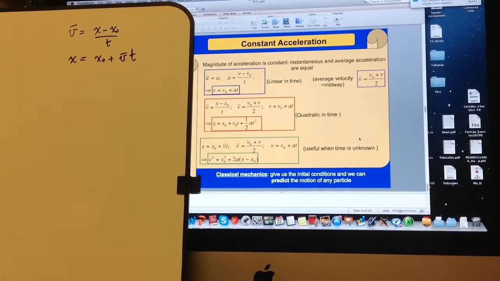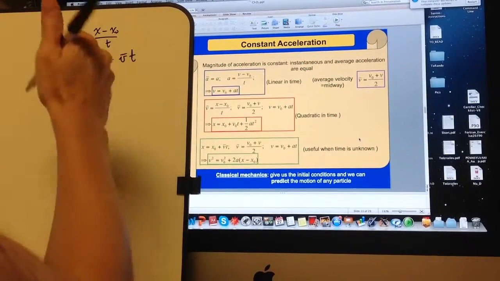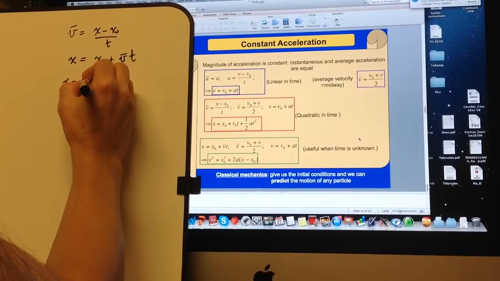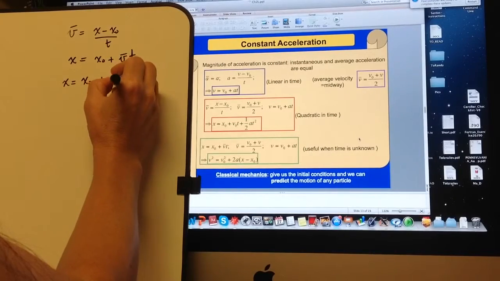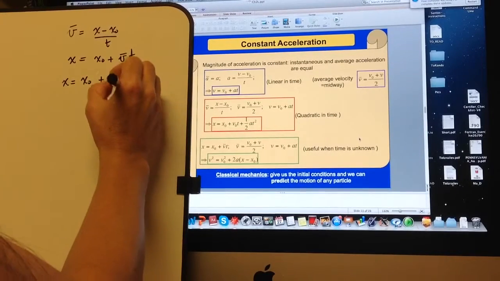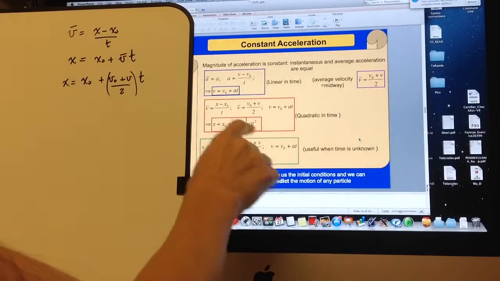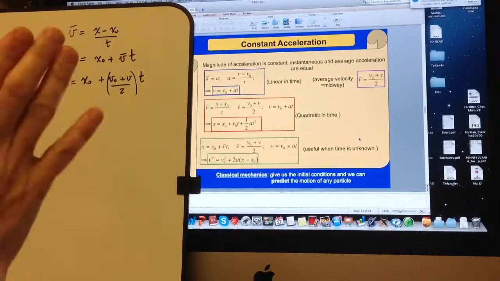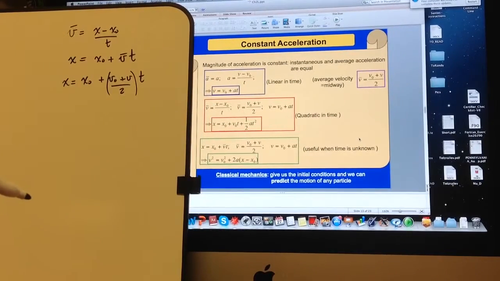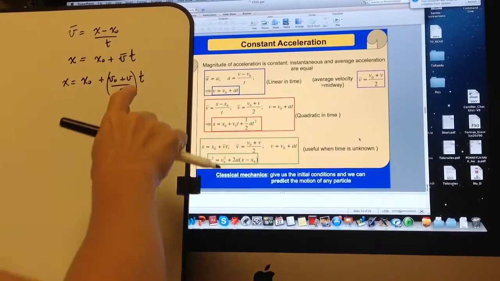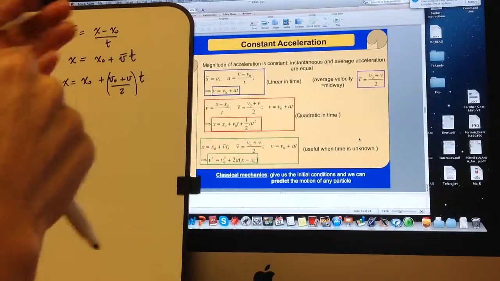Okay, but as we said, this average velocity is that midpoint, so I can write it as v naught plus v divided by 2, multiplied by t. So we did this already when we were trying to obtain this equation, right? There is so far nothing different from what we are doing there. But look, now what I want to do is get rid of time. I want to get rid of time in this equation for position.